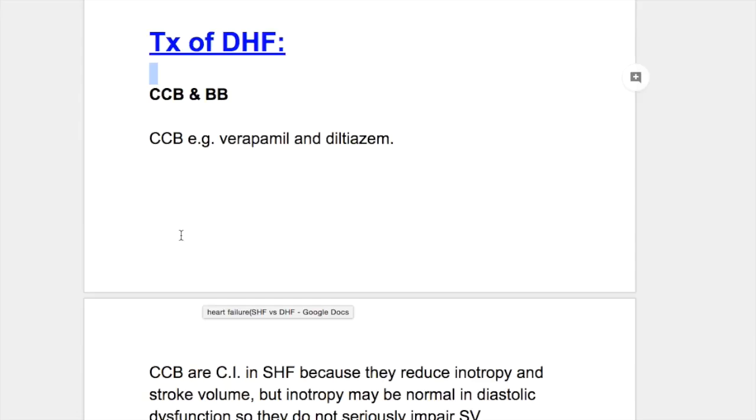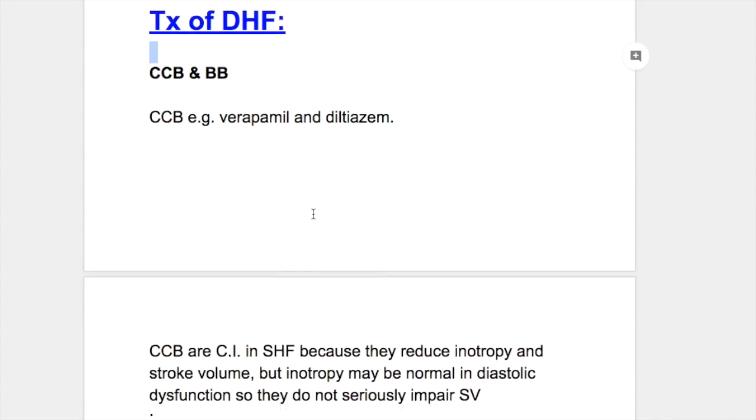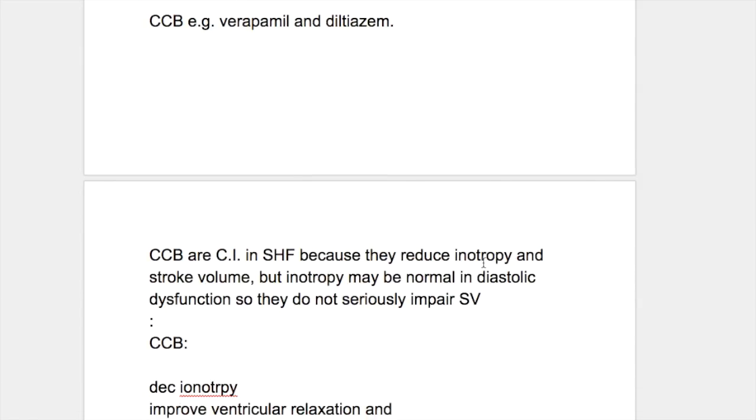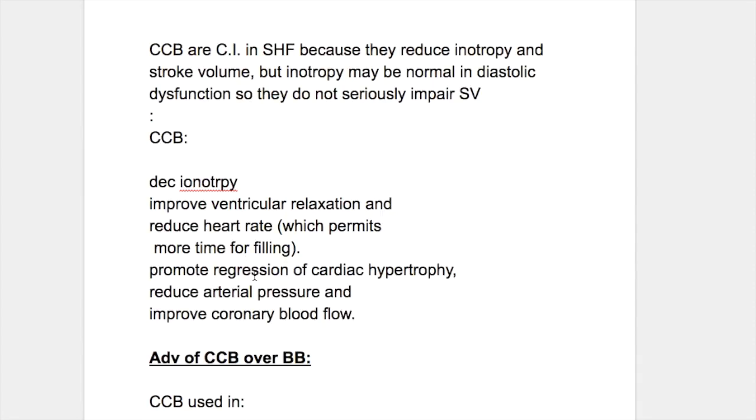The drugs used in diastolic heart failure are calcium channel blockers and beta blockers. Examples of calcium channel blockers are verapamil and diltiazem. Calcium channel blockers are contraindicated in systolic heart failure because they reduce inotropy and stroke volume, but they improve the ventricular relaxation and reduce heart rate, which permits more time for filling. They promote regression of cardiac hypertrophy, reduce arterial pressure, and improve coronary flow.